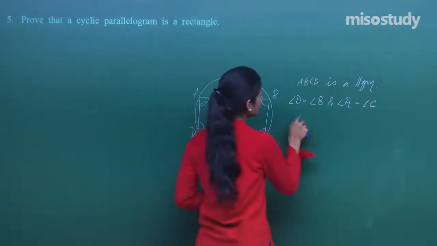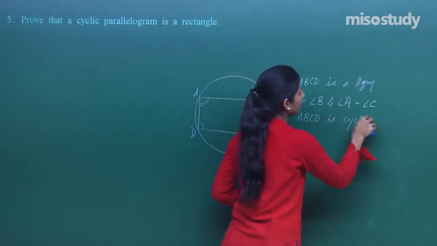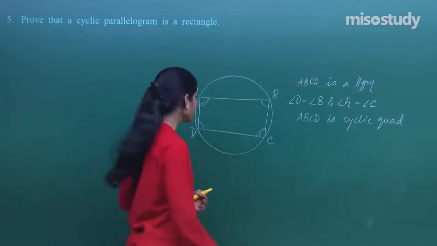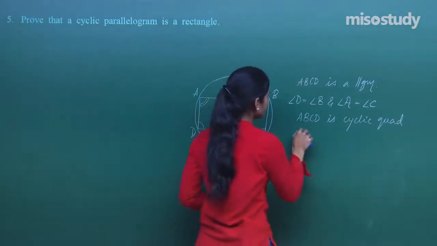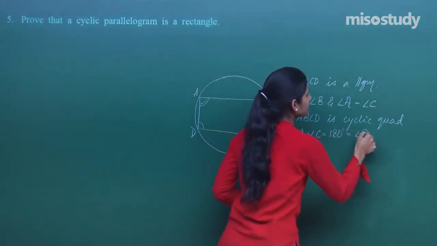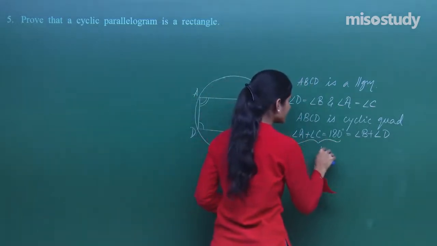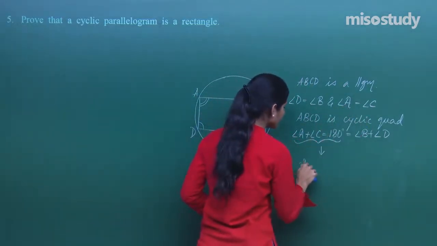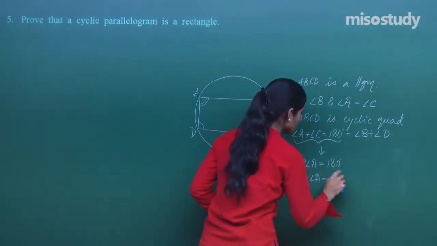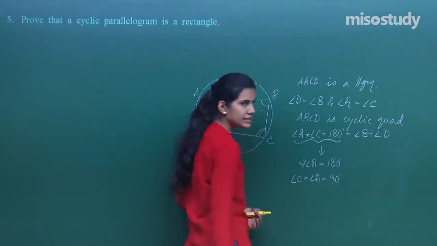Now ABCD is cyclic as well. It is a cyclic quadrilateral as well. That means opposite angles are supplementary. So I have angle A plus angle C is 180 and angle B plus angle D is also 180. Now if angle A plus angle C is 180 but angle A is same as angle C, you get twice of angle A is 180, which gives you angle A is 90 but angle A is same as angle C, so angle C is also 90.